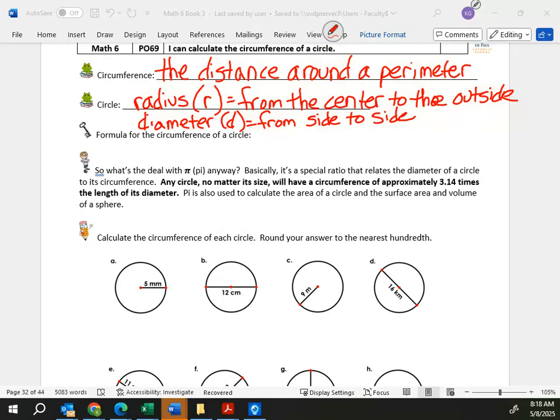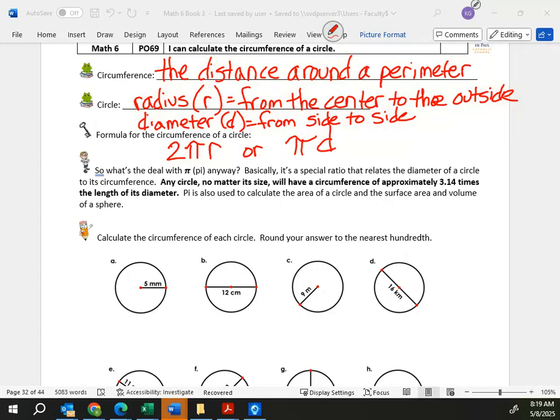The formula, if you're given the radius, you would do 2 times pi times r. If you're given the diameter, you would just do pi times the diameter. Because the diameter is 2 radiuses put together. So pi 2r or pi times diameter.